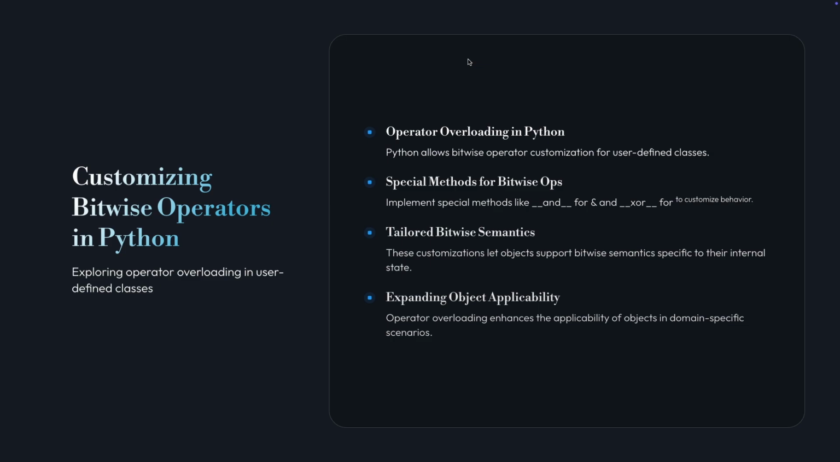Why would you do that? Well, these customizations let you tailor the bitwise behavior to the specific internal logic of your objects. It makes your objects interact maybe more intuitively within a certain problem domain. Can you give an example? Sure. If you had an object representing, say, a set of network configuration flags, you could overload the OR operator so that using it naturally combines the flags from two configuration objects. Okay, so it extends the usefulness of objects in very specific situations.